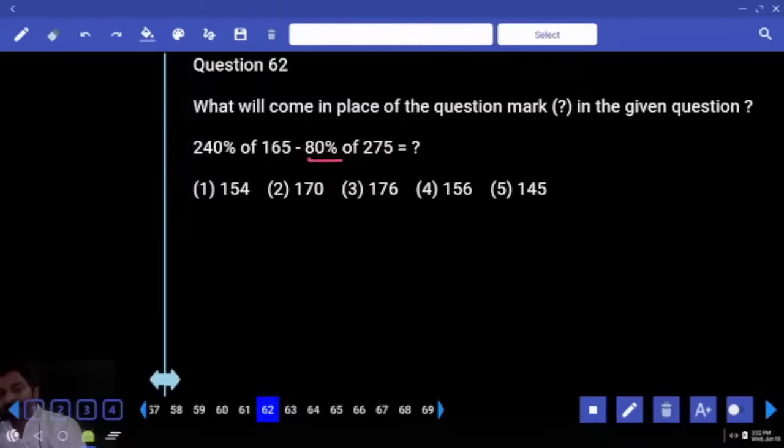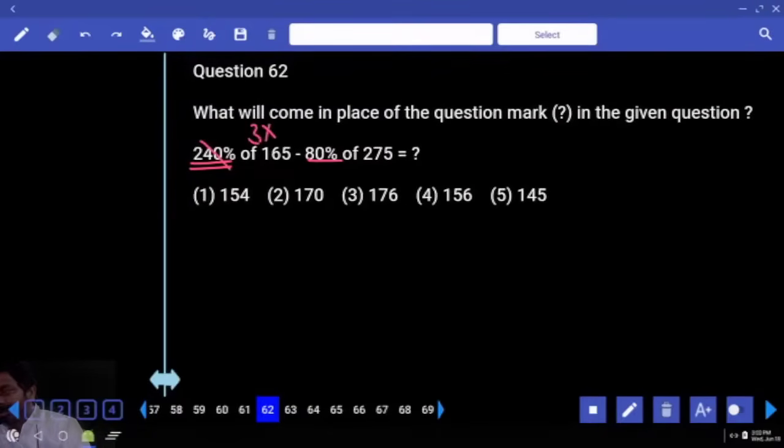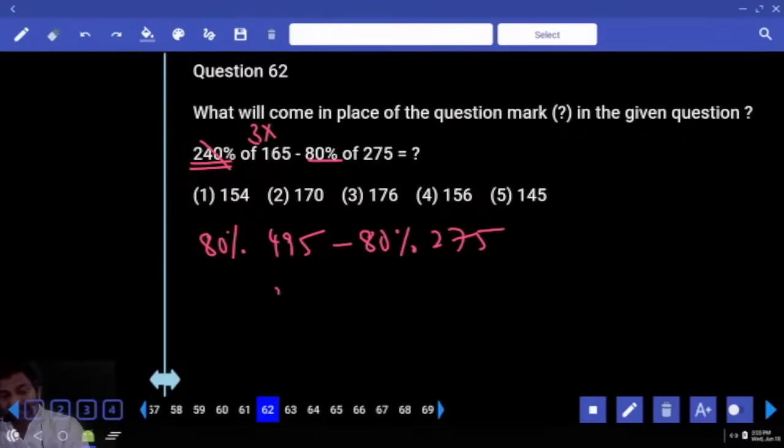Interesting number 80. This also can be written as 8 into 3 times, right? I'll keep 80 over there and will multiply the other number with 3. 3 into 165 times. 495. So the first number converted to 80% of 495 minus 80% of 275. That will be 80% of 220. 8 into 22. 160, 16, 176.